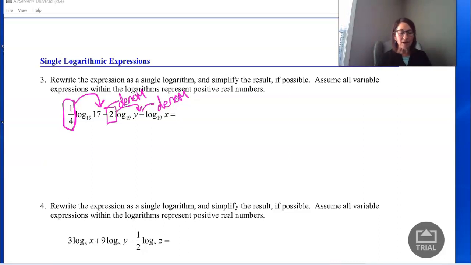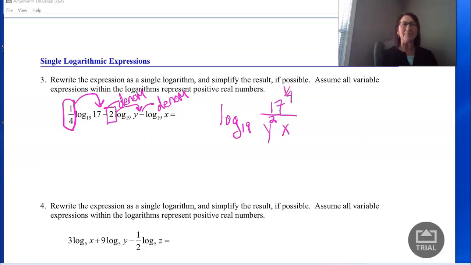Okay, so the base of my log is not going to change. This is still base 19. Because I have subtraction signs, I know that my argument is going to be a fraction. Anything that is positive, meaning no subtraction sign in front of it, is going to go up in the numerator. So I've got 17 to the 1/4. In the denominator, I have y squared times x.